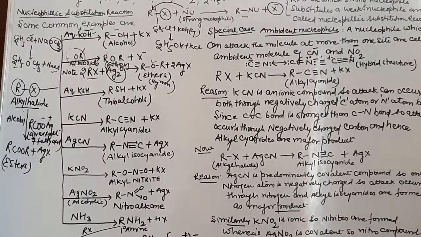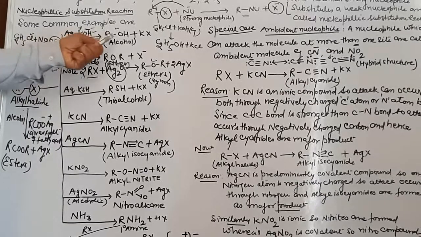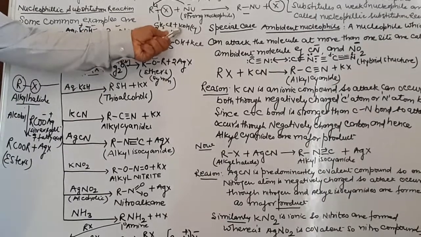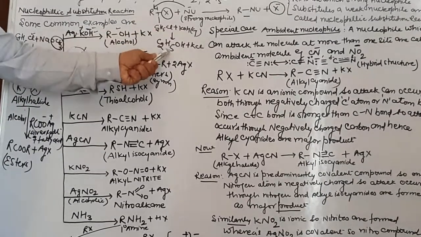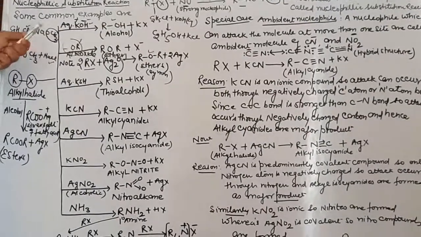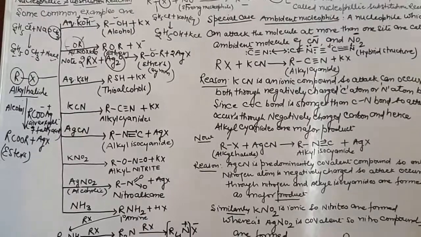Hopefully you are understanding what I want to teach over here. So haloalkanes can be converted into alcohol. As for example, we have done with ethyl chloride. When made to react with aqueous solution of potassium hydroxide, it results in the formation of alcohol. Similarly, ethyl chloride, when made to react with sodium methoxide, it will result in the formation of an ether compound over here.